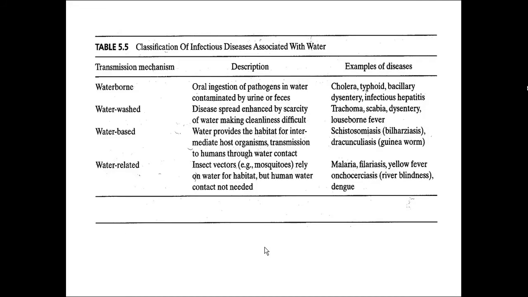This is the transmission classification: waterborne, where the medium is the water; water wash; water based; and water related. Examples are cholera, typhoid, bacillary dysentery. Water related includes malaria and dengue, where water collecting allows mosquitoes to breed. Water based includes schistosomiasis and guinea worm, where the host transmits to humans through water contact.